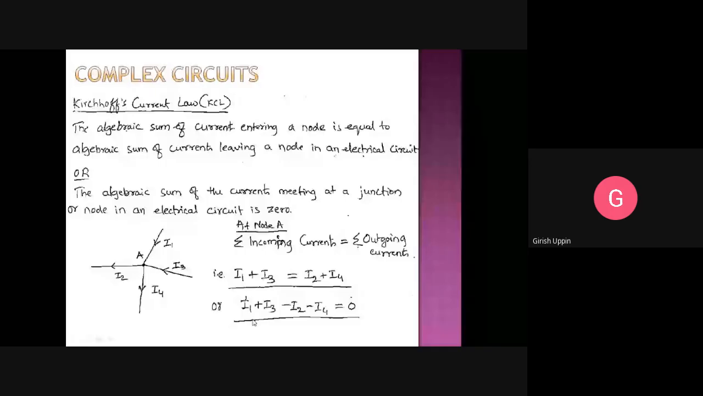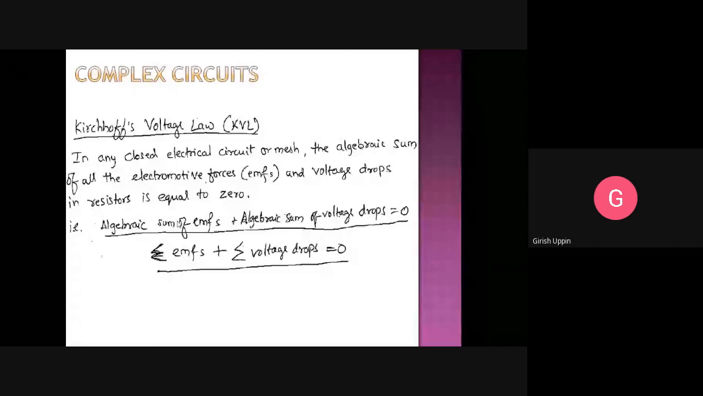Kirchhoff's current law is applied to a node, any electrical node in the circuit, and Kirchhoff's voltage law is applied to a closed loop or a mesh. Okay, and how do we state Kirchhoff's voltage law? In any closed electrical circuit or mesh, the algebraic sum of all electromotive forces, EMF sources, and voltage drops in resistors is equal to 0. That is, sigma EMFs plus sigma voltage drops is equal to 0.